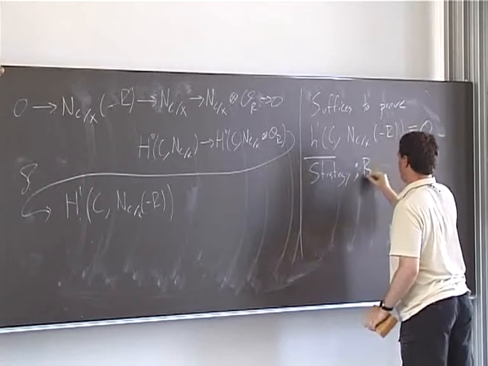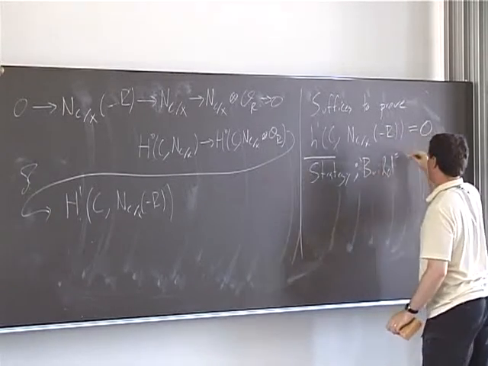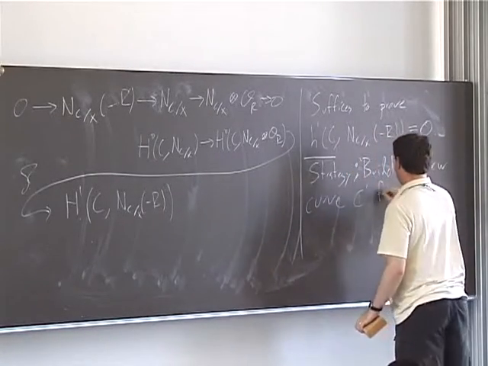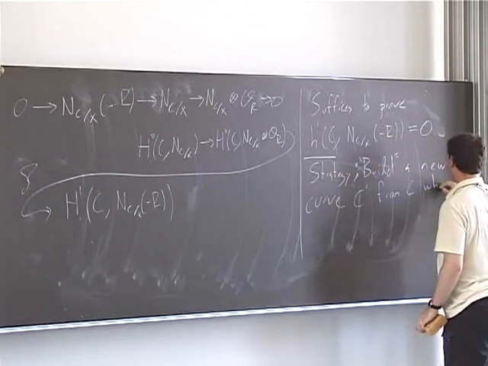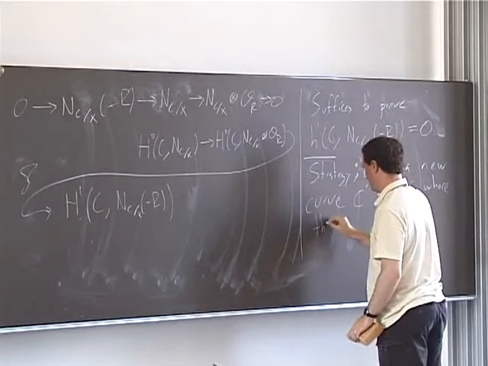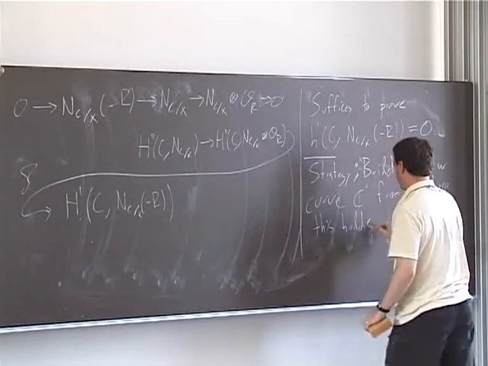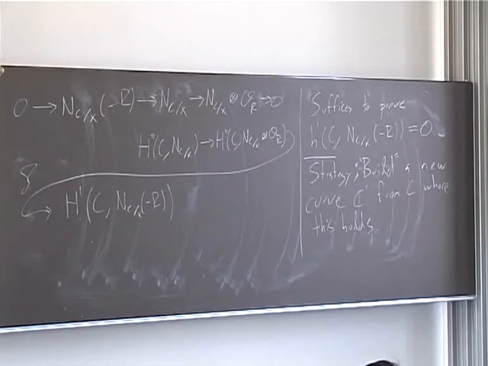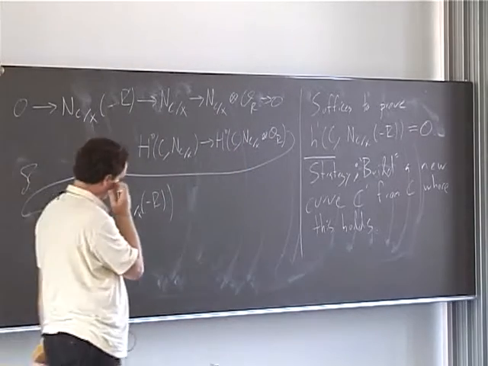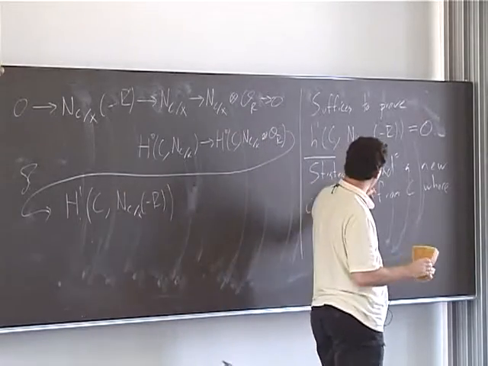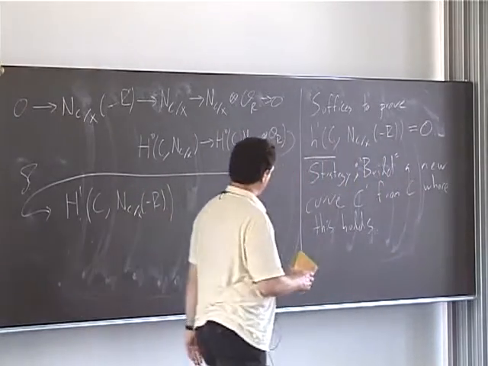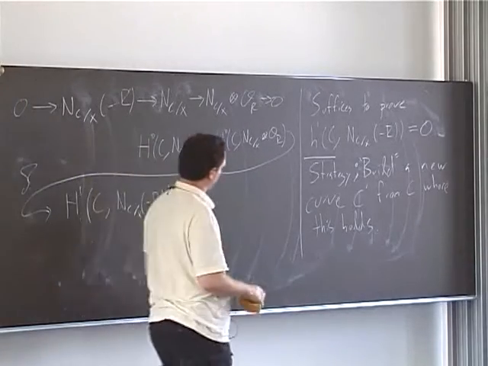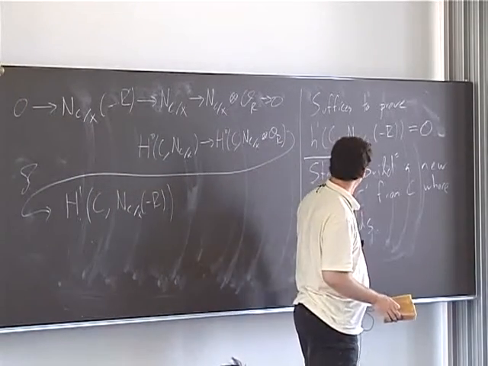is build a new curve C prime from C where this holds. So let me just say a couple of things. The new curve C prime will have the same genus as C. The map from C prime to P^1 will have the same degree d. The curve C prime will not be the same curve class, but it will differ by adding curves in fibers, rational curves in fibers. So that won't change the genus and it won't change that d.